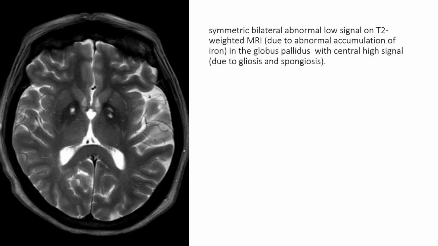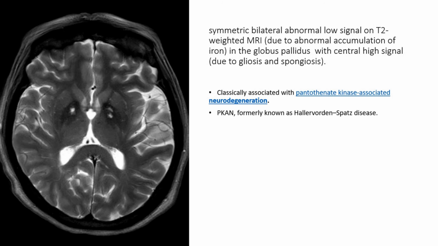I'll talk about this now. So as I've told you, it's symmetrical bilateral abnormal low signal on T2 weighted MRI, which is due to accumulation of iron in the basal ganglia globus pallidus, with central high signal, which you can see here. This one, central high signal on both sides, is due to gliosis or spongiosis. This is classically associated with pantothenate kinase associated neurodegeneration.